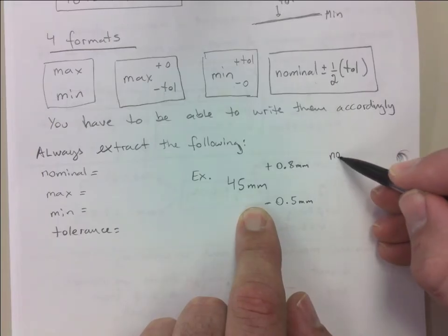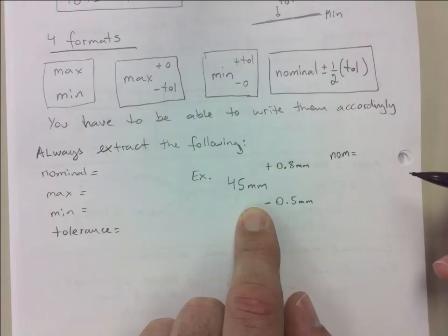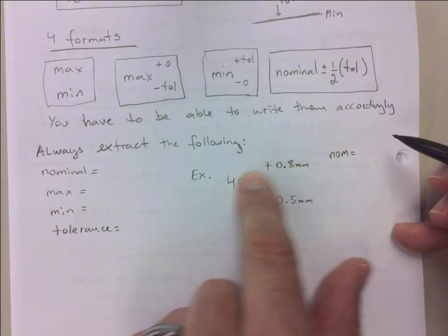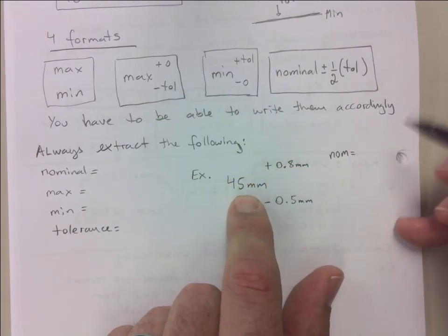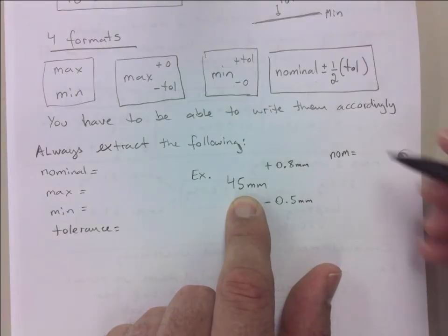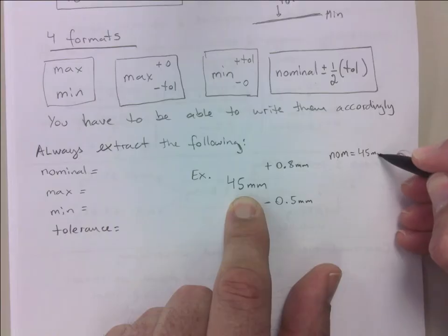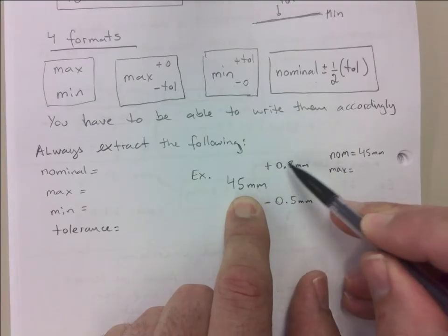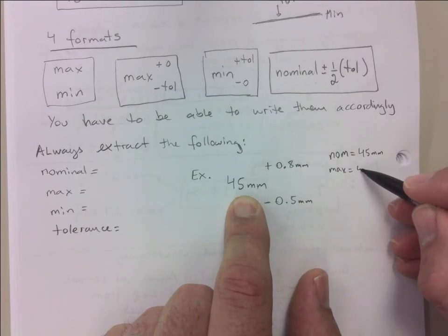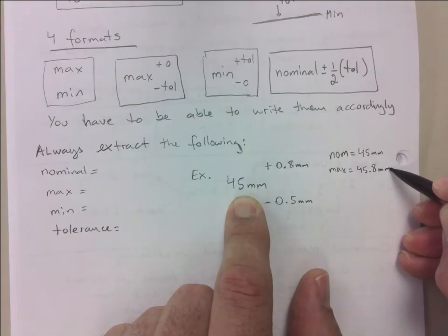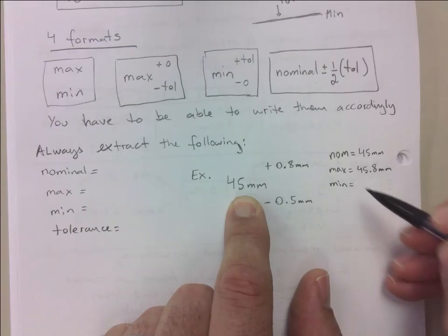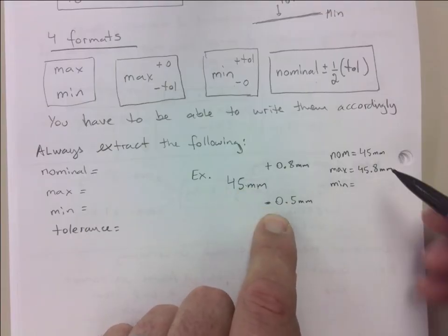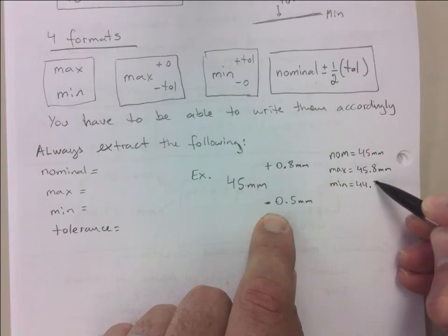Okay? So what is our nominal here, guys? What's a nominal if I were to pick one of these three numbers? It's always the one that's at the front, always. Okay? So 45 millimeters. The max, you just go this plus whatever is up here. You add them up. So that's 45.8 millimeters. The minimum is this minus that, whatever is subtracting, right? We subtract. So that'll be what? 44.5 millimeters.